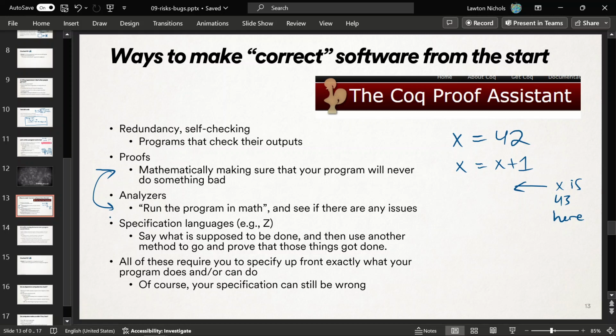So that's proving and analyzing things. There are also languages where you can make a specification of what your program is supposed to do, and so there are specification languages.